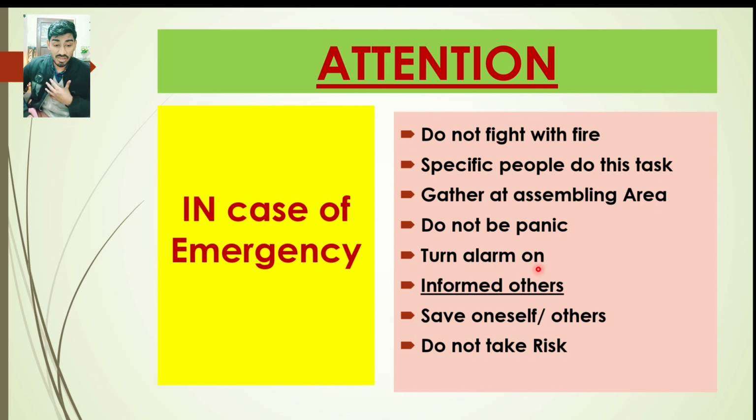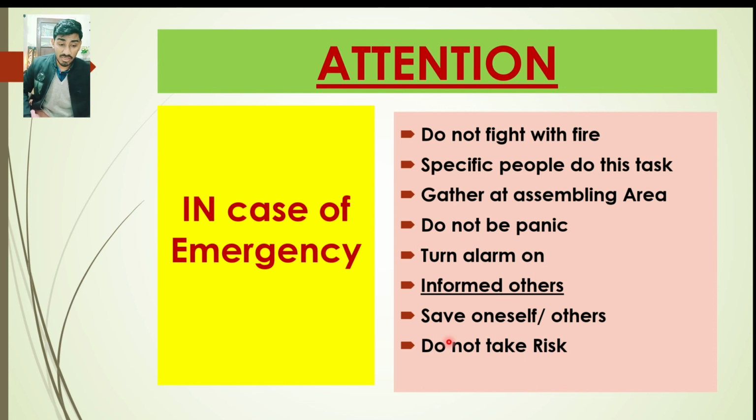Turn on the alarm. If you know where the alarm button is, turn it on and inform others as much as you can, so that every person is careful. And those people who can take initiative in those circumstances know there is a danger, so they will come and help you. First, you have to save your life. You have to evacuate that area. So you have to gather at the assembly area. That's your first job. That's your first moral duty.